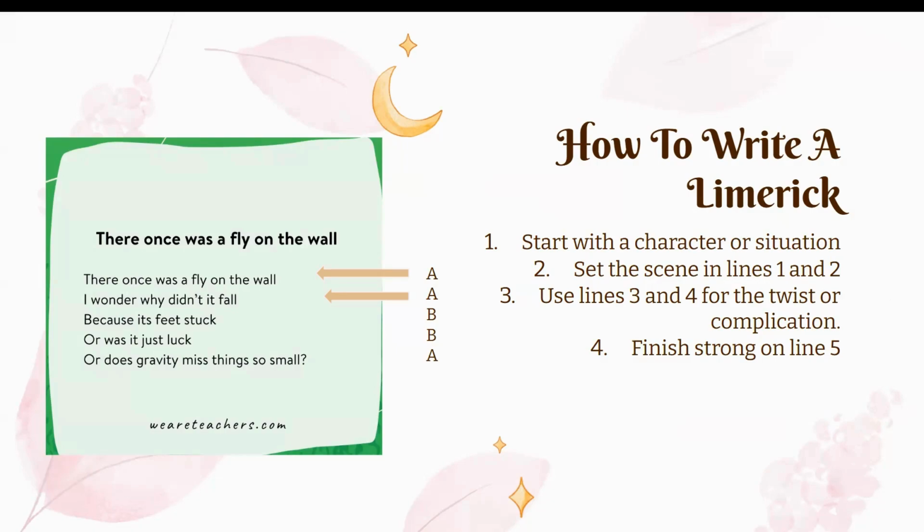Number three, you would be using lines 3 and 4 for the twist or complication. These are shorter lines, and they still rhyme, but with each other, not with the other two above it. That's why it's called BB. And then lastly, you would finish strong on line 5. Deliver a punchline or wrap it up with a rhyme. This one also rhymes with the first 2 lines.